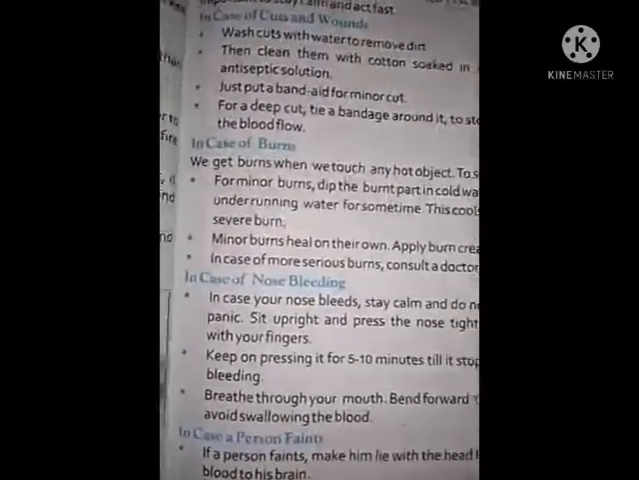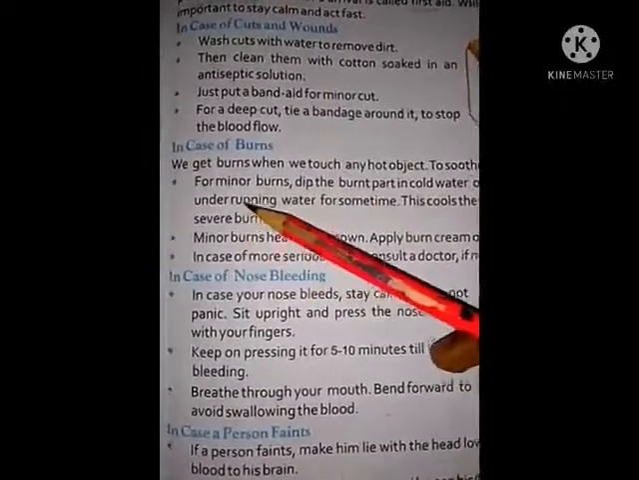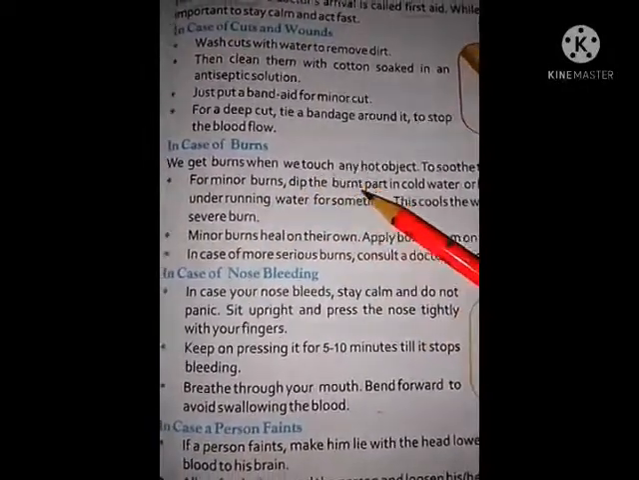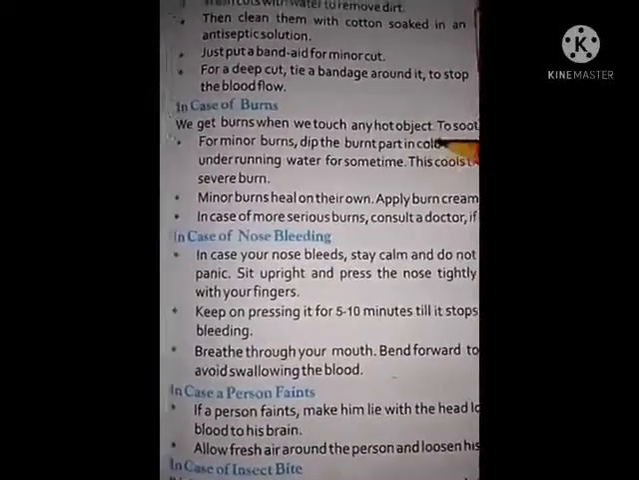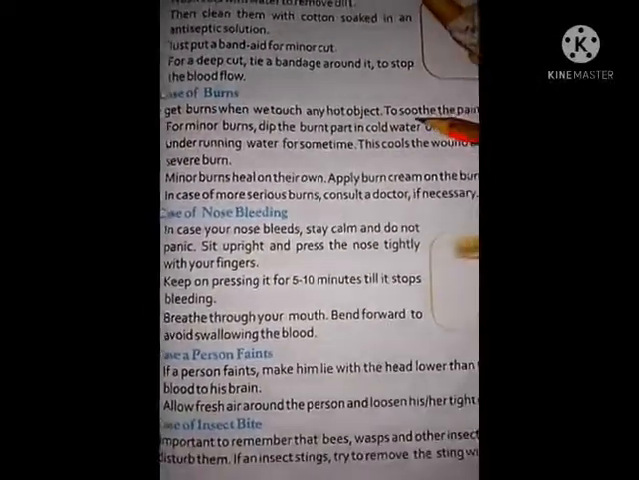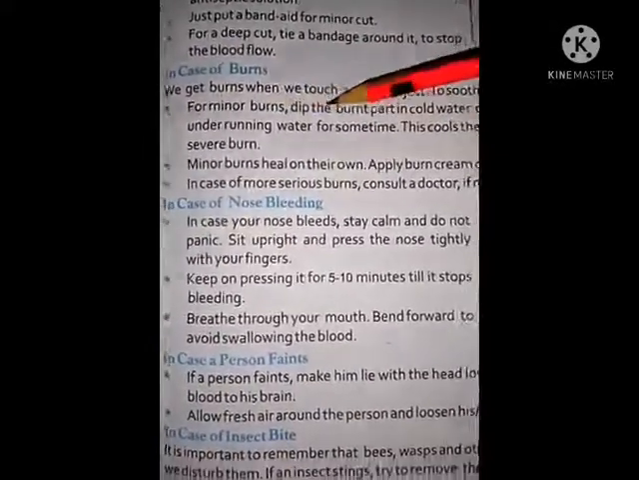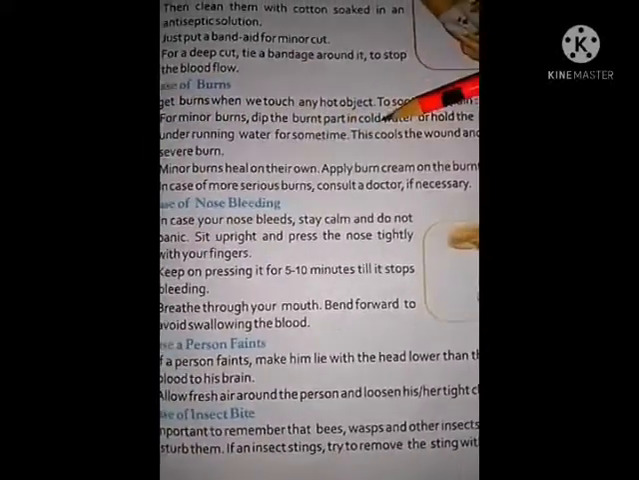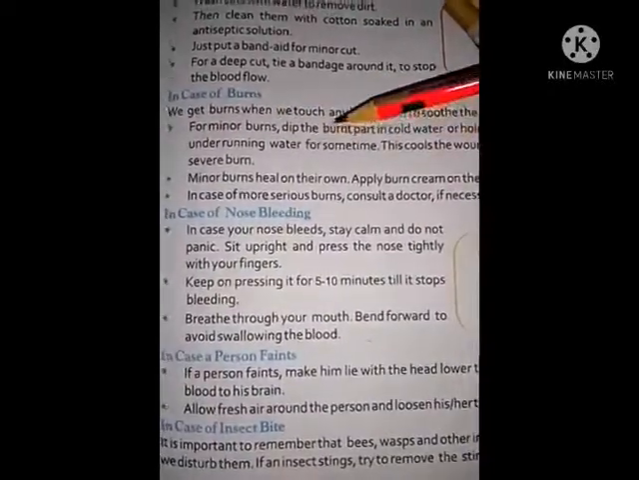Okay. Now see, in case of burns, we get burns when we touch any hot object. To soothe the pain for minor burns, dip the burnt part in cold water or hold the burnt part under running water for some time.